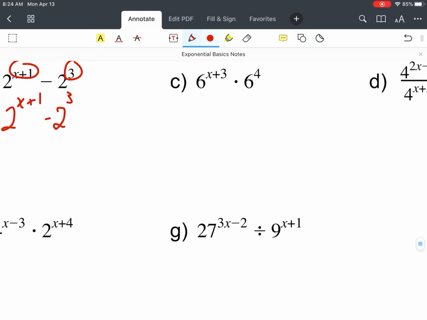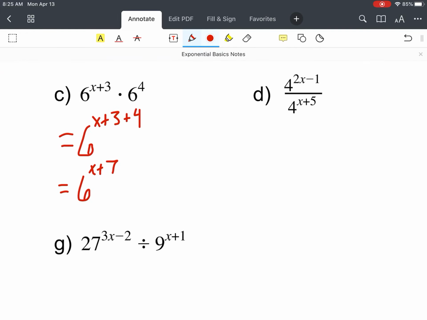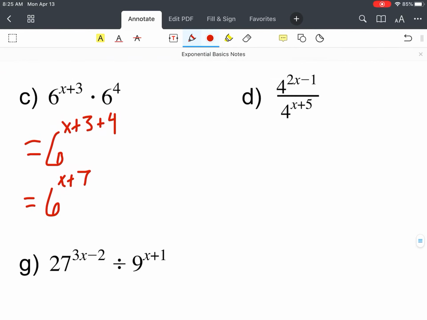Okay, now let's look at multiplication and division. Okay, so if I'm going to multiply these two exponentials with the same base, I'm going to keep the base, and then I'm going to add their exponents. So this is going to be 6 to the power of x plus 7. The thing that people do wrong here is that they would try to multiply 4 and x plus 3. Okay? That's not what we do.